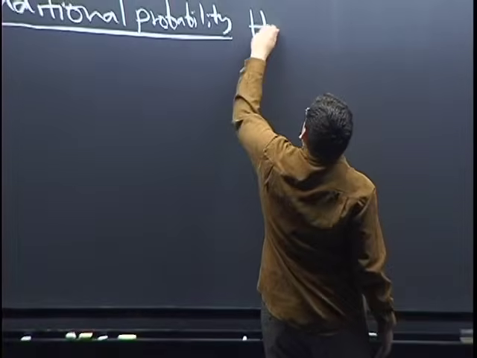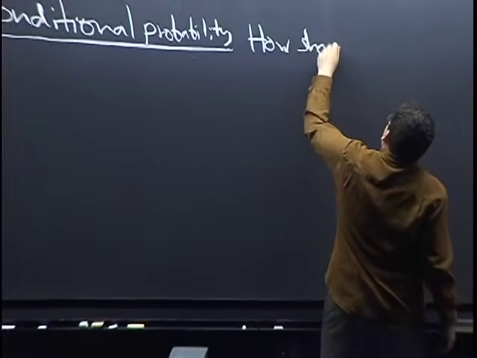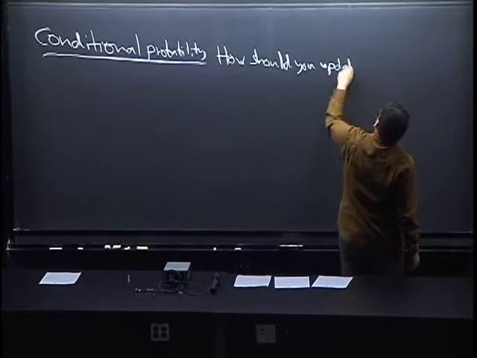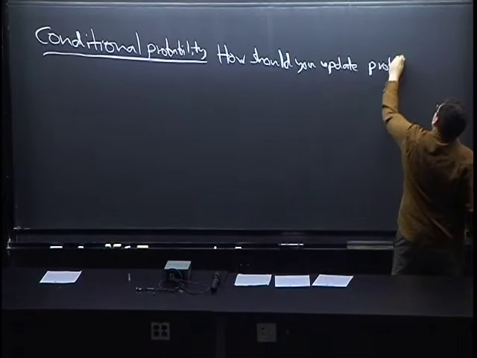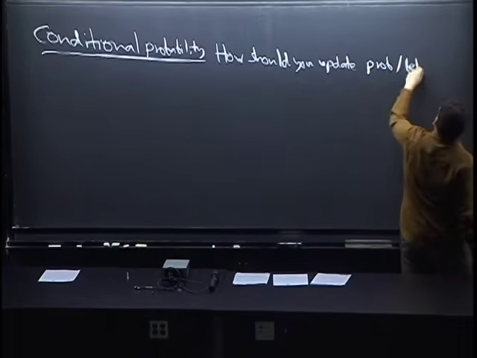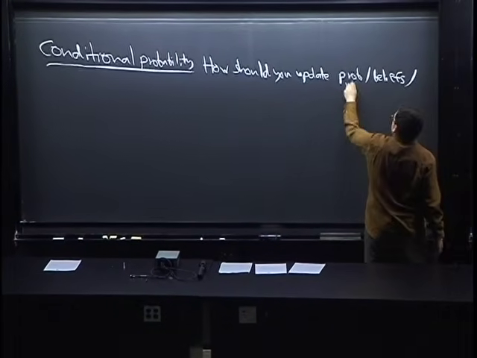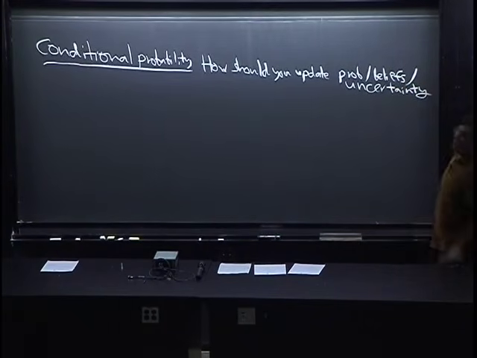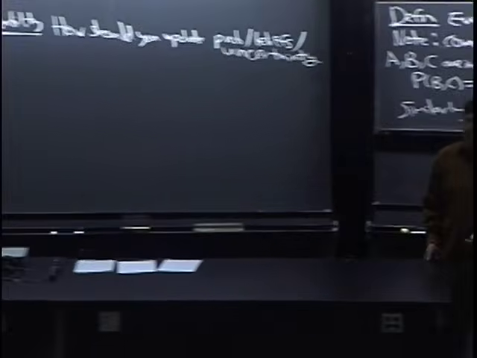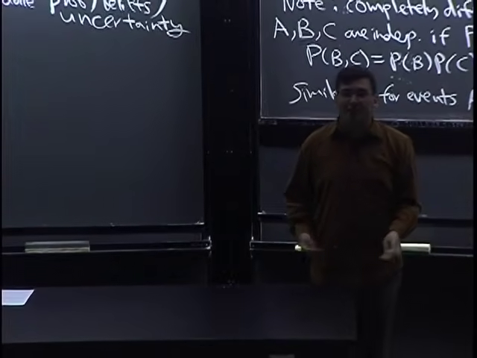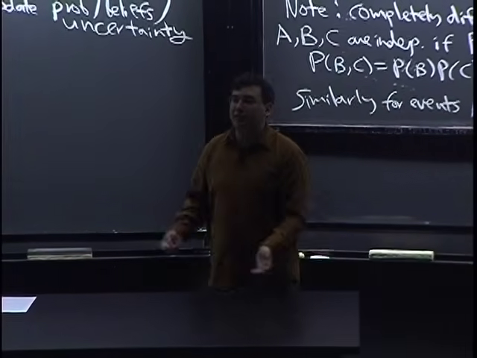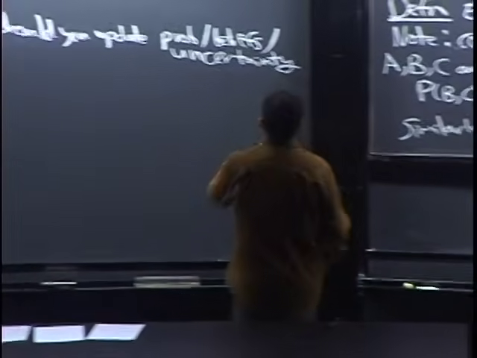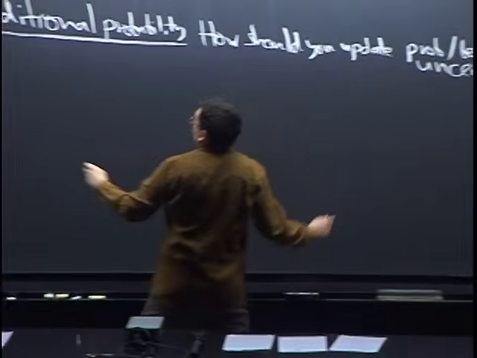So how should you update probability, beliefs, or uncertainty when you receive new evidence? Like if you're doing science and you do an experiment and you learn something. If you're investigating a crime, you find clues and things like that. You have to update your uncertainties based on new evidence.